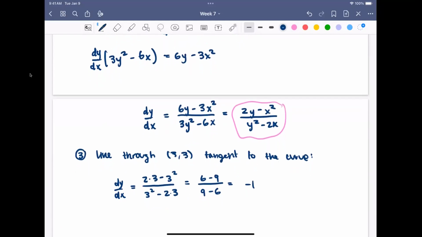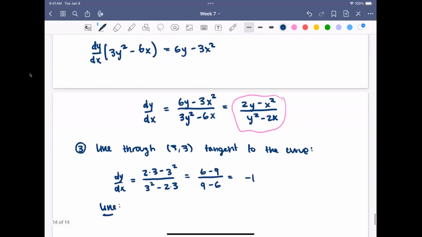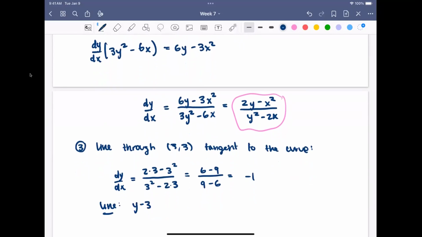Okay, so then the line, again just using point-slope, I get y minus 3 is equal to minus (x minus 3). And that's the line tangent to that curve at (3, 3). Okay, are there questions about this example? Okay, I'm going to give you one more example.